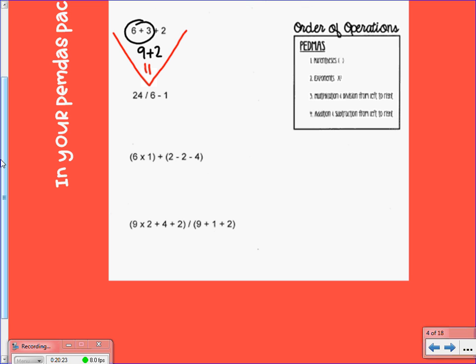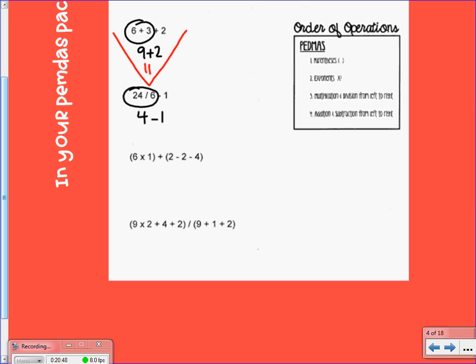Multiplication and division. Do I have any of those? Yes. So I know I'm going to have to do that first. 24 divided by 6 is 4. And you still have to write the rest. No matter how short or long it is, you have to finish writing the rest. Okay?